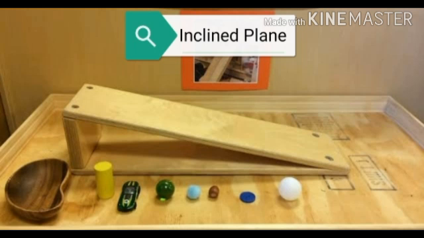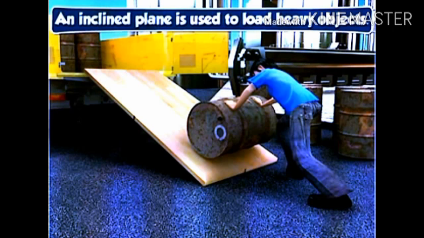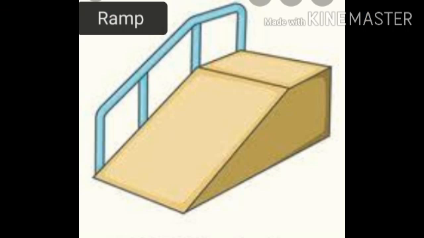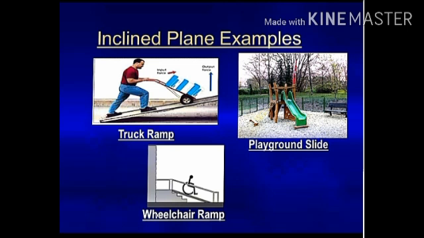We can say that an inclined plane is a flat supporting surface with one end higher than the other, which is used as an aid for raising or lowering a load. An inclined plane is also known as a ramp. Truck ramp, playground slide, wheelchair ramp are the examples of an inclined plane.